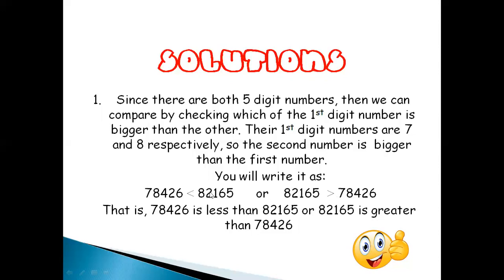So don't make that mistake. If I'm using less than, then the smaller number will be in the front and then the bigger number will be after the less than symbol. But if I want to use greater than, then the bigger number will be in front of the symbol and the smaller number will be at the back of the symbol. Do you get that? So if I'm going to write this, I will say 78426 is less than 82165, or 82165 is greater than 78426. Is that taken? Very good.